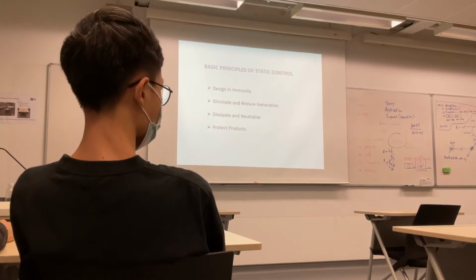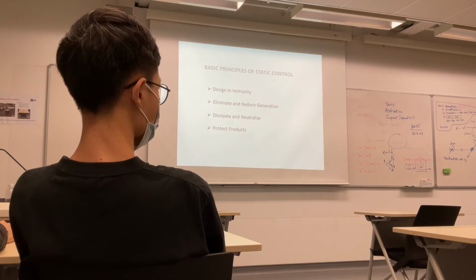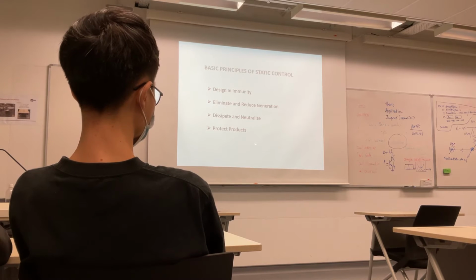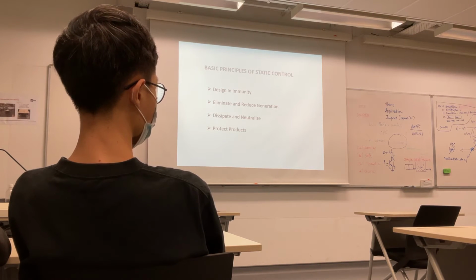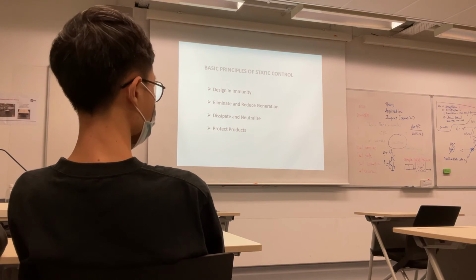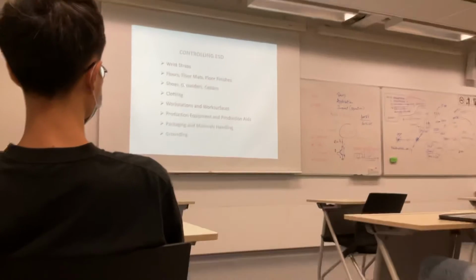Dissipate and neutralize. Your wrist strap is to dissipate and neutralize. That means you don't know where it is generated, so you wear this strap to kill it off. Then of course protection. You need all those end caps and protective covering. So you have to understand this concept. These are the controls, so you understand which one belongs to which principle.